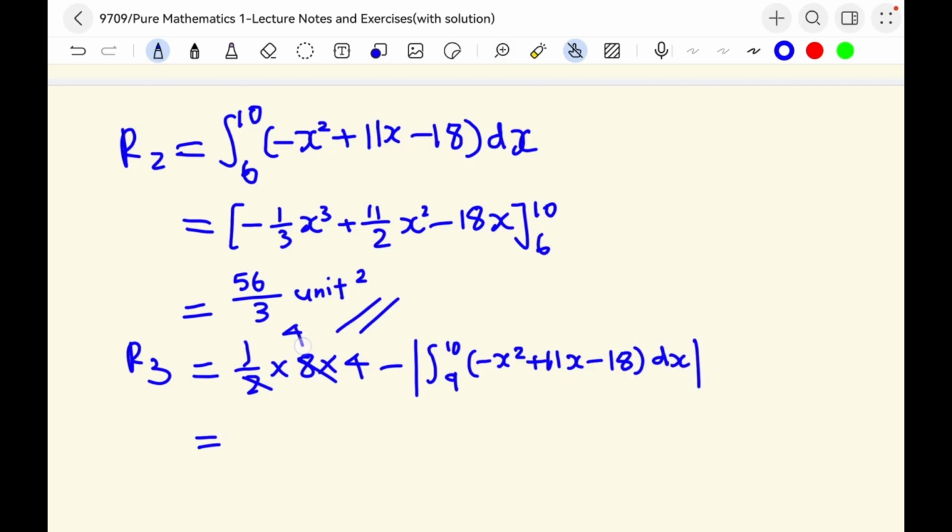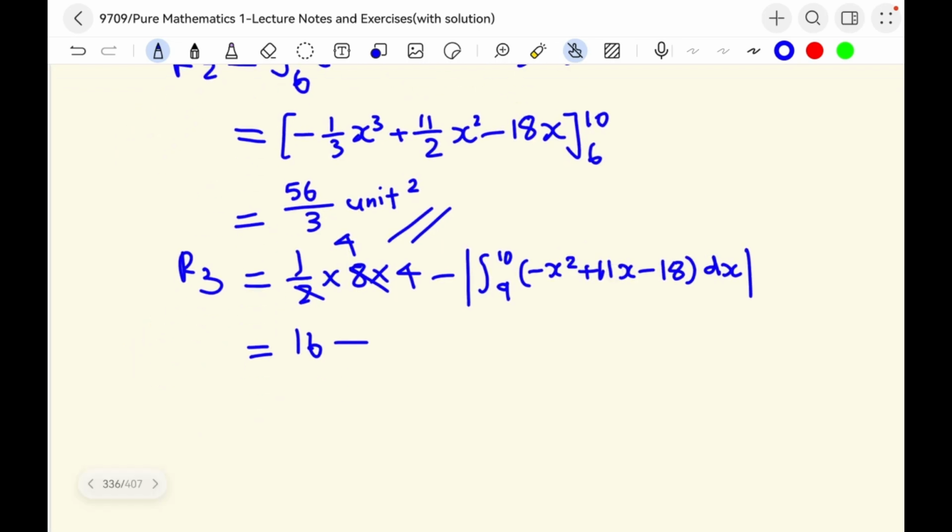This one we can cancel out. This is 16 minus, yeah, just integrate it directly. For me, I'll press the calculator to save our time, from 9 to 10. Of course, it gives you the negative value of negative 23 over 6. So you will get 73 over 6 units squared for region 3.